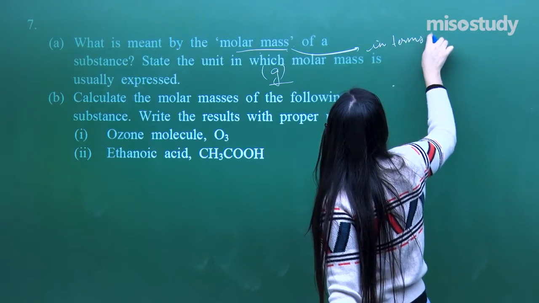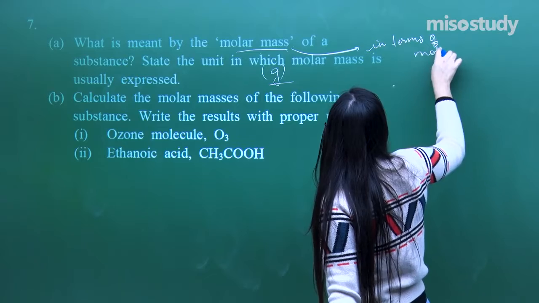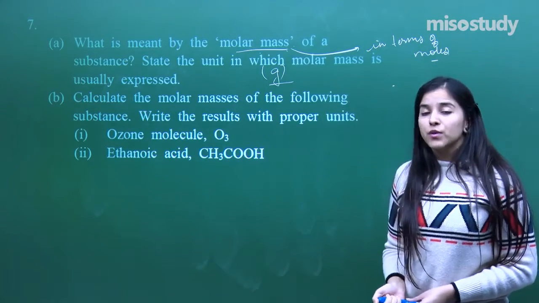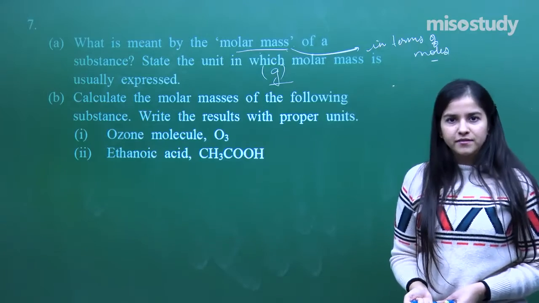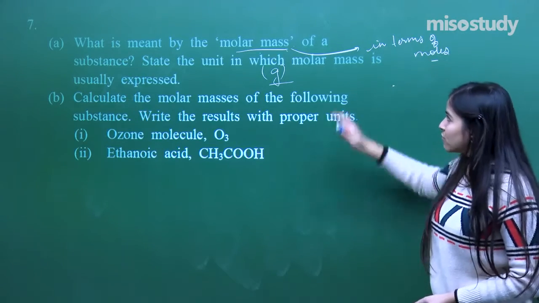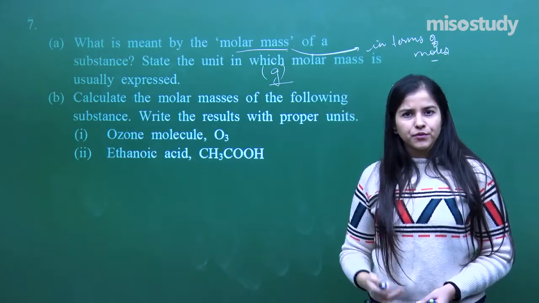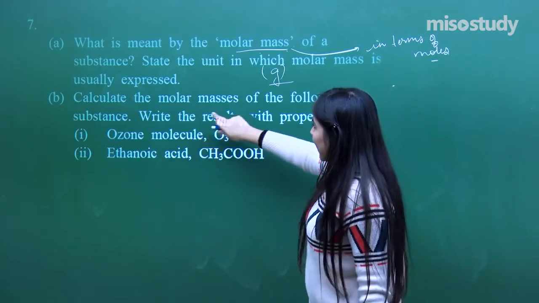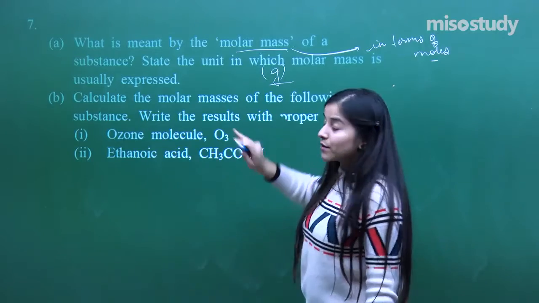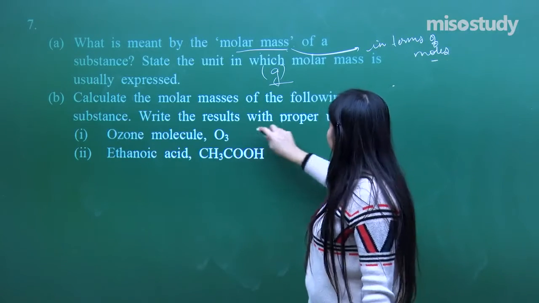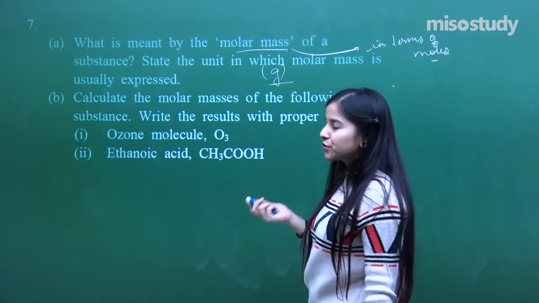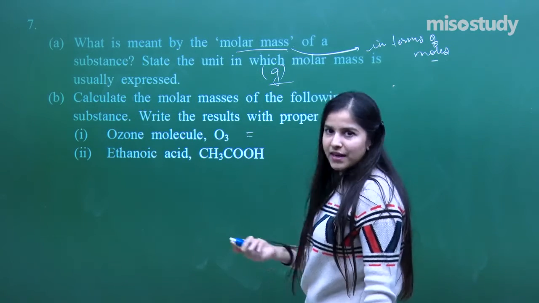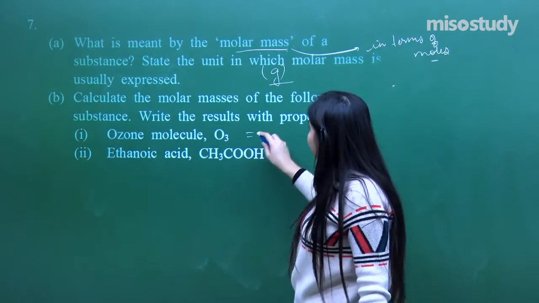And molar mass in terms of moles. So basically if I find out the molar mass of a compound, that means it will be corresponding to 1 mole of it, fine, we know this. And I am not going to write the entire definition for you because we have already discussed this, you can refer to the lecture for that. Calculate the molar masses of the following substances, write the results in the proper units. So it's super easy, just need to write down the molecular masses in grams and it will do my work.